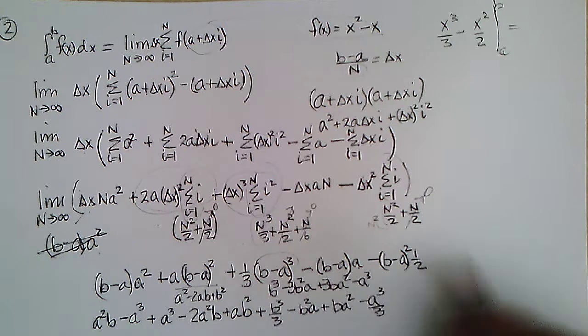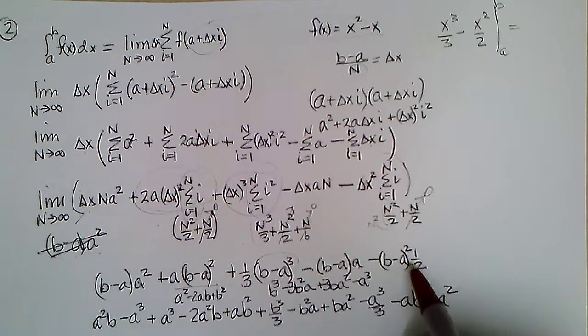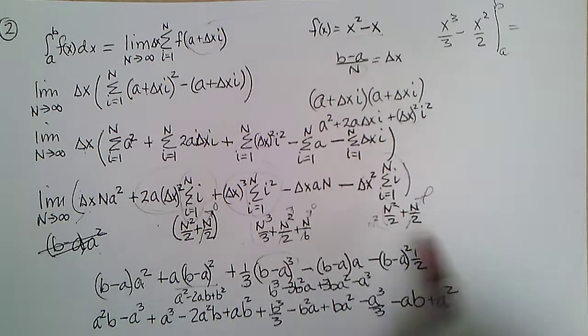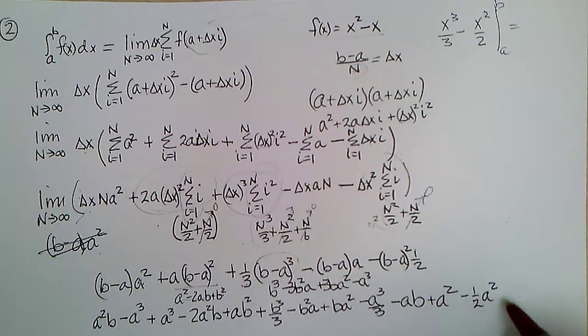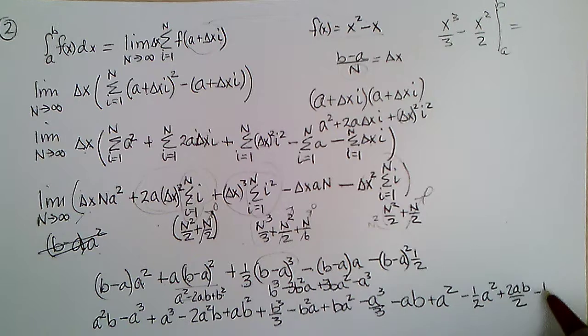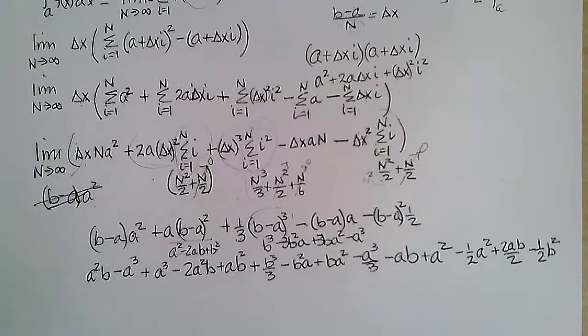Then we have minus ab plus a squared. And this would be b minus a squared, that again. So we'd have minus 1/2 of a squared plus 2ab over 2 minus 1/2 b squared. Hopefully I've got everything here and haven't made any mistakes.